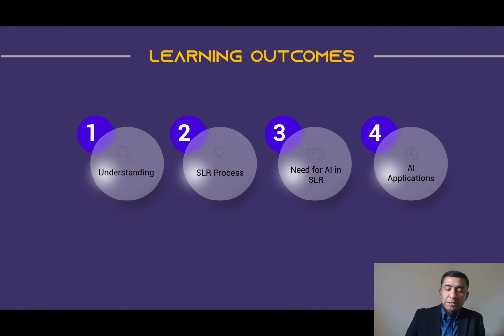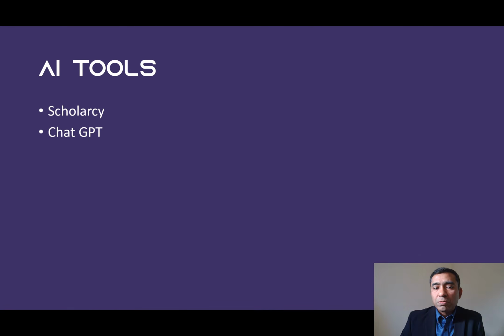So today my session will be brief and focus on two important tools, which are Scholarly and ChatGPT. I'll take you through one example and we'll try to apply that example on ChatGPT. I have not done it yet, but I will try to learn with all of you, and then we can see how we can utilize these tools and techniques for writing your systematic literature review.